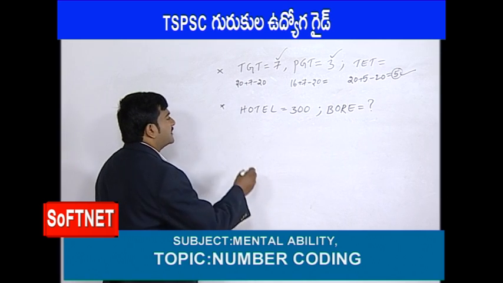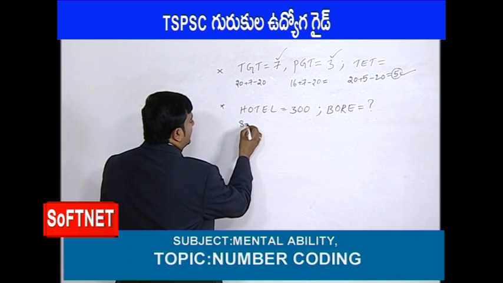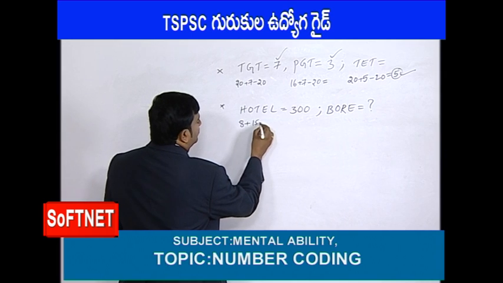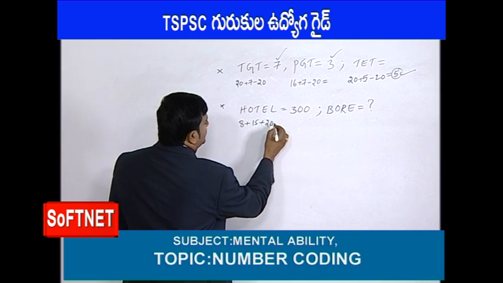Okay, first assign the numbers. H means how much? 8. O means how much? 15. T means how much? 20.